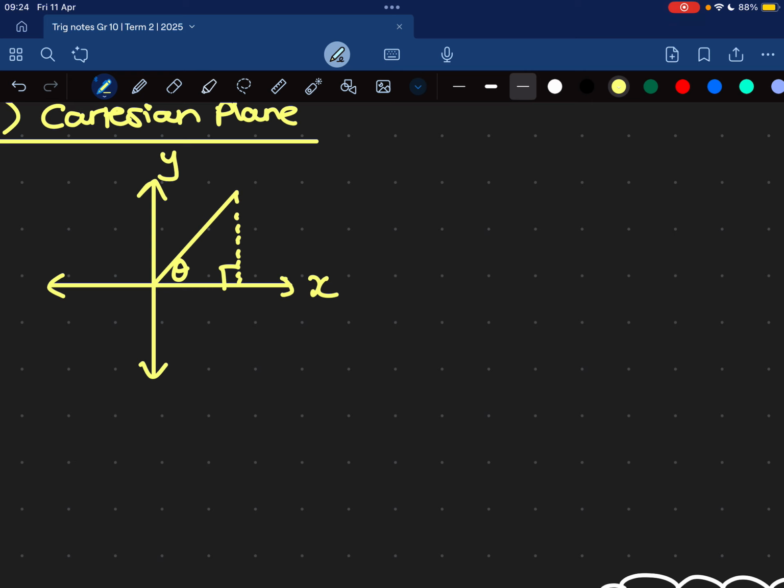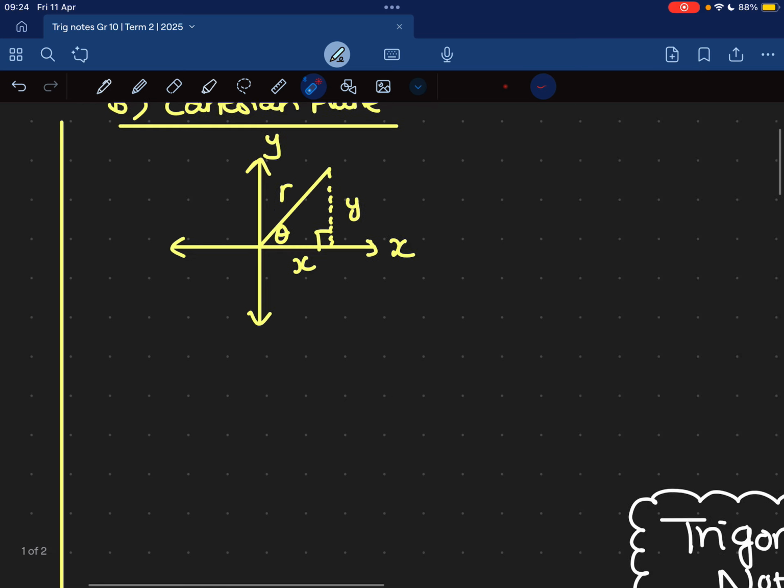And I would call the hypotenuse r, and then I would have x being on the x-axis and y being parallel to the y-axis. That's why it's called y. This x, because it's on the x-axis, it's easy enough to just call x.